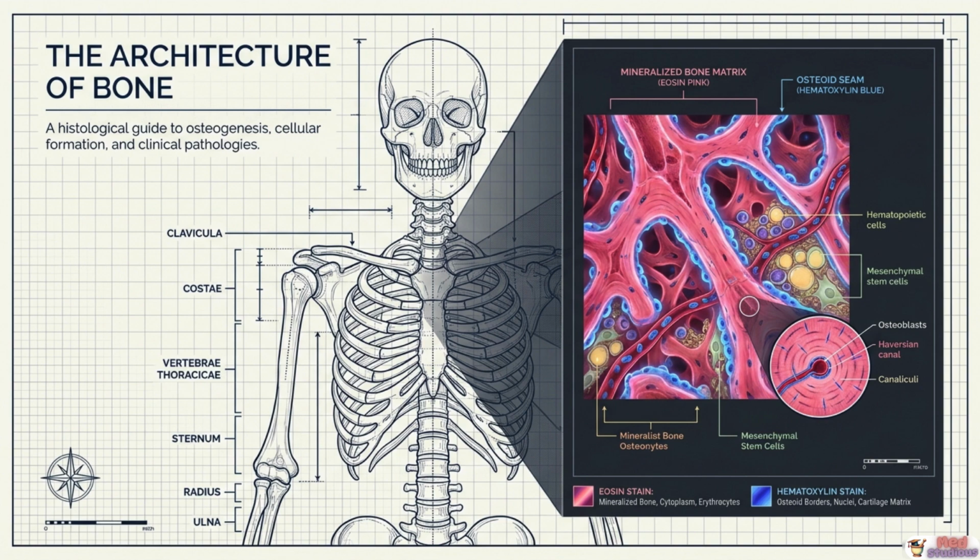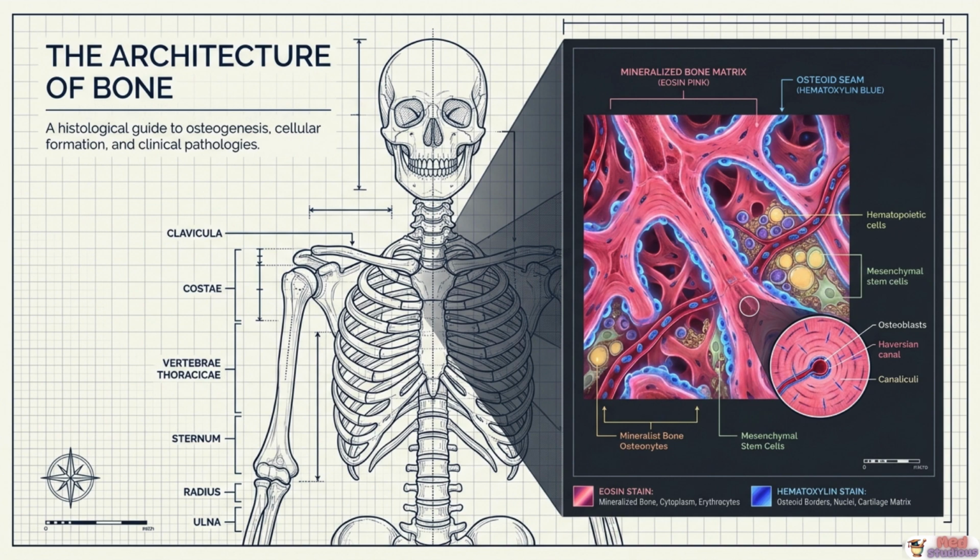Welcome back to Studious and to one of the most structurally magnificent topics in the entire field of histology. Today, we are decoding bone. Not just the familiar white, rigid structure you picture, but the living, dynamic, constantly remodeling tissue that is one of the most metabolically active organs in your entire body. Yes, bone is an organ.